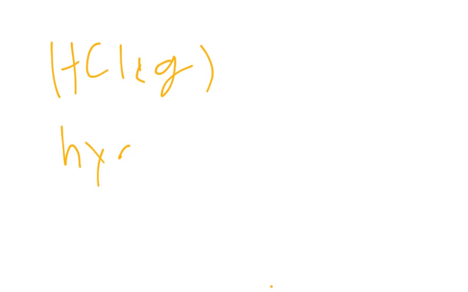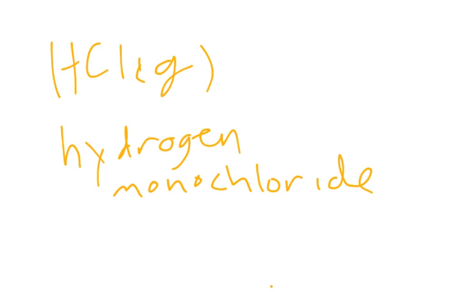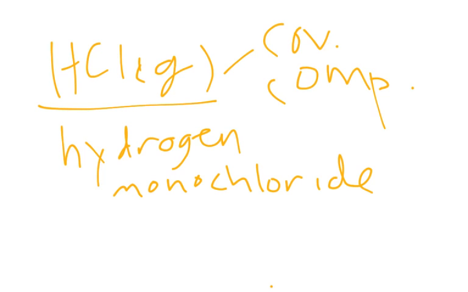Now let's try something a little bit more interesting. How about HCl in its gaseous form? Well, this would be hydrogen monochloride. And you might be asking why? Well, this is in its gaseous form, which means we are not using the rules we just learned for naming acids, since this is technically a covalent compound. So we had to use our rules from a few videos ago to name this. So this would be hydrogen monochloride.